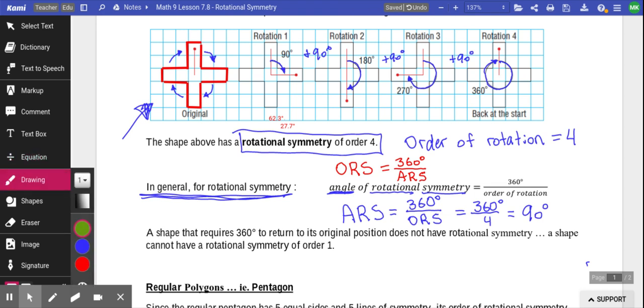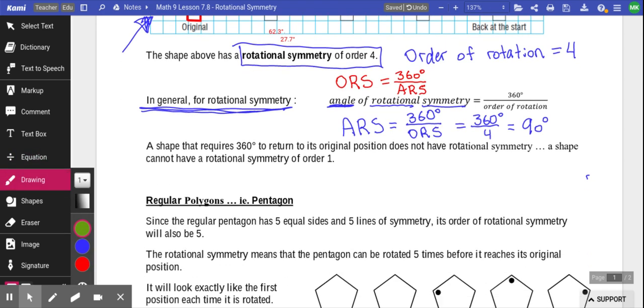Beautiful. One more thing, just for the record, is that we don't ever have something that has a rotational symmetry of order 1. That just means that it's not the same, right? If something does a 360, of course it looks the same. So if that's the only way it looks the same, we just say it does not have rotational symmetry. We wouldn't say it has a rotational symmetry of 1. That doesn't make sense. We just say there is no rotational symmetry.